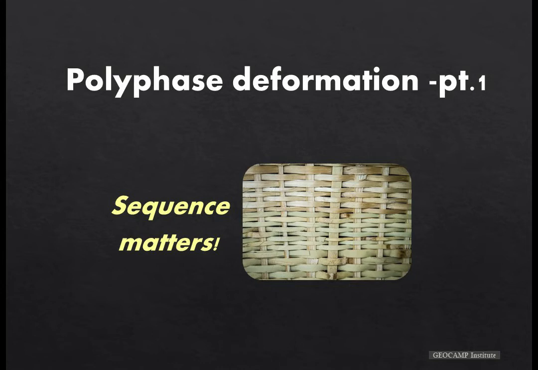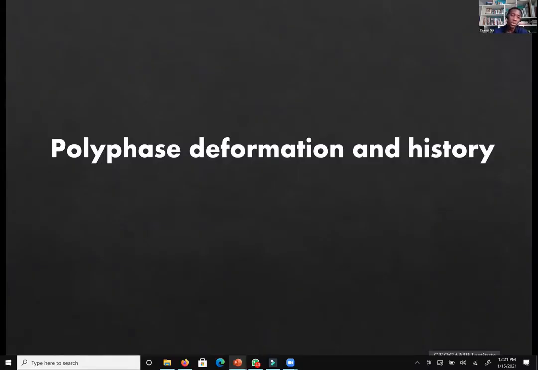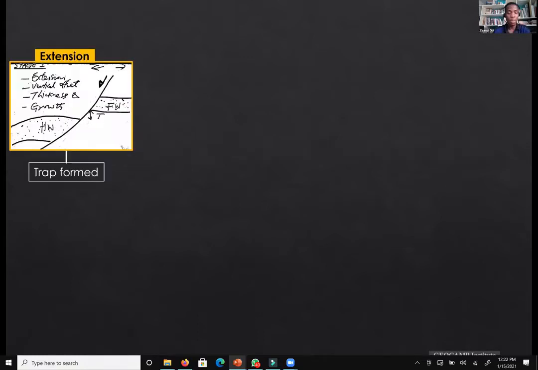So let's talk a little bit on polyphase deformation and history. The reason this is important is we're looking at things in a static sense at a particular time stamp. It doesn't give you the full picture. But if you look at what could have happened to this particular structure, this particular trapping element, you probably get a better picture of what happened through time, and then you better understand your trap integrity.